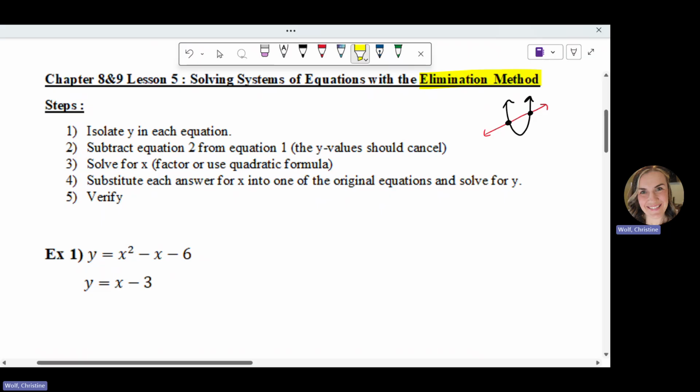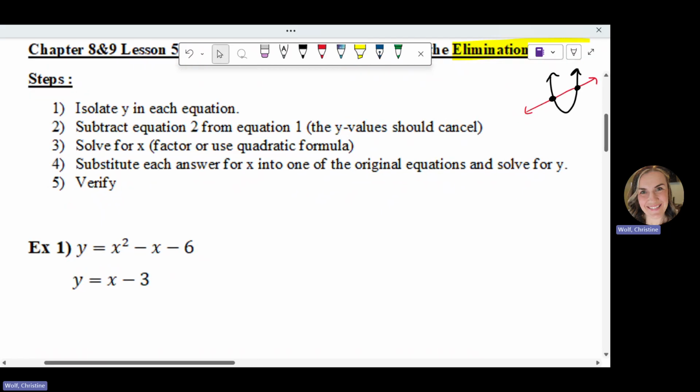Now, you actually did the elimination back in Foundations 10. So this might come back to you a little bit as we're doing it. But what's obviously more difficult with these ones is we have quadratics involved, whereas in Foundations 10, you only had two linear functions. So here are some steps that we're going to follow every single time.